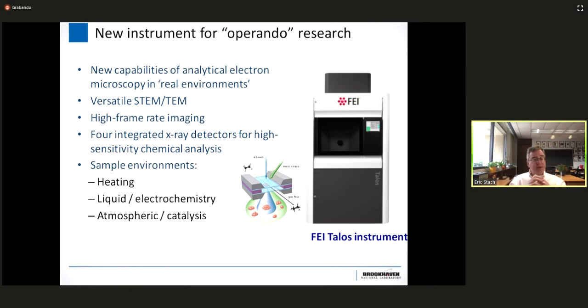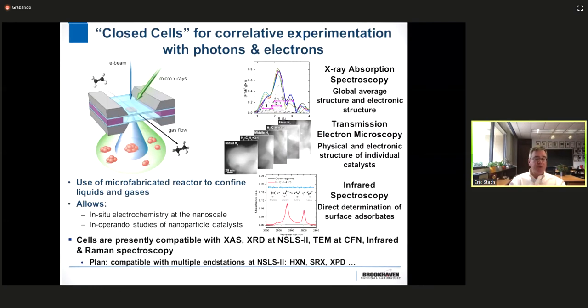The final thing I want to show you is that one of the things that has been developed at Brookhaven between the CFN and NSLS2 is a rather unique approach where we use these liquid cell and gas cell instruments for correlating information between beam lines and electron microscopes.